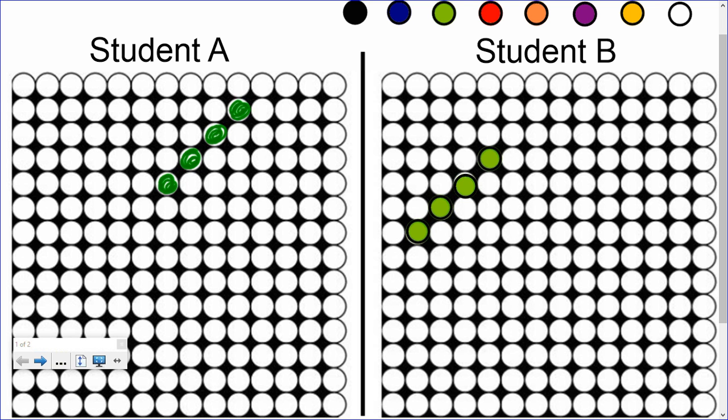Now, we can also assume that student A may describe it in a different way. They may start with the top bead, and they may describe it as one down and one to the left. One down, one to the left, one down, one to the left. Now that is also an equally valid way to describe that pattern. So we'll be able to have that rich discussion.